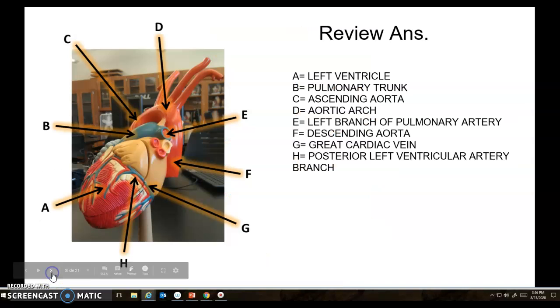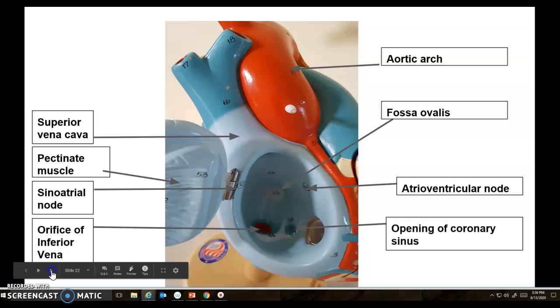Again, review questions with review answers for you. Now here I've opened up the heart, okay, on the right hand side and taken a picture from top. What do we see? Here's the aortic arch, right? And here you see the superior vena cava, right? And this is the brachiocephalic, the right and the left vein, bringing the blood back, right? Now, what do we see? Here we see the pectinate muscles.